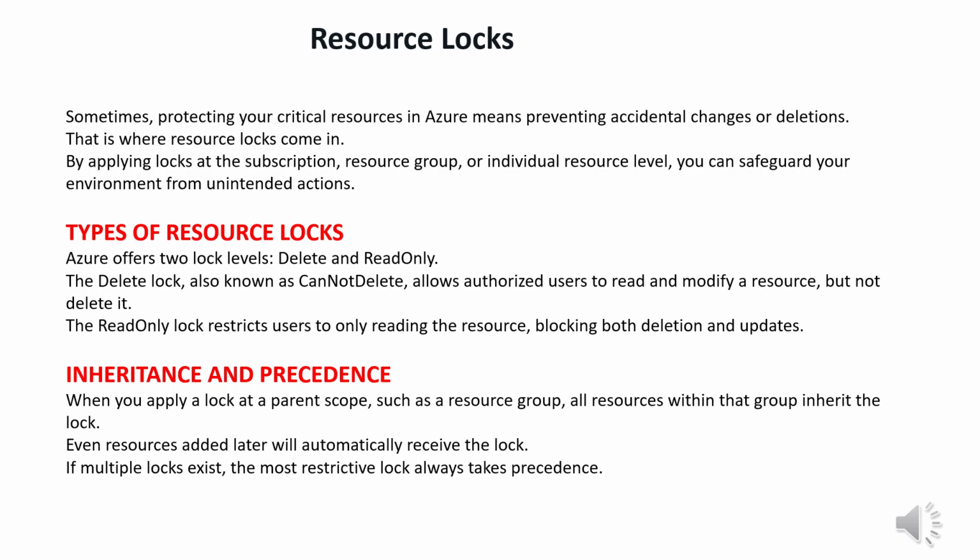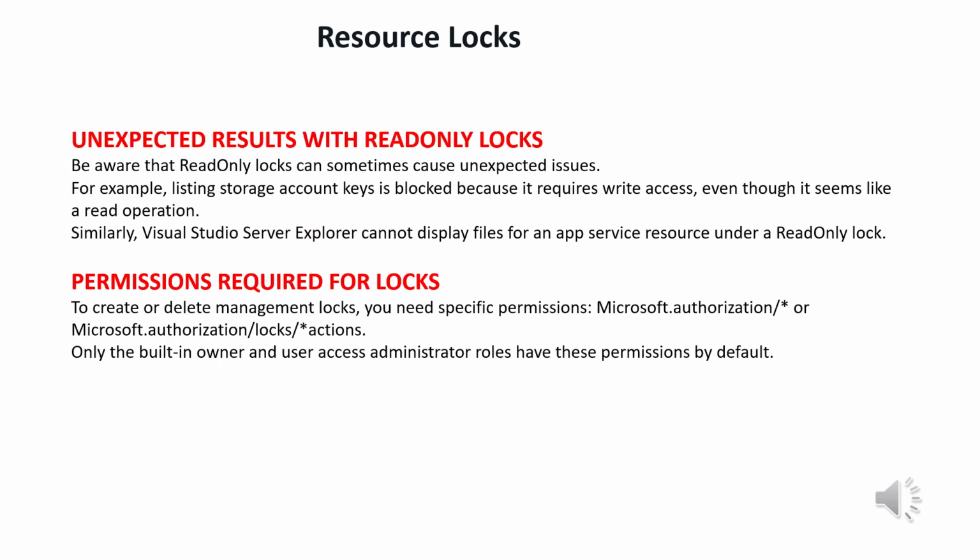When you apply a lock at a parent scope, such as a resource group, all resources within that group inherit the lock. Even resources added later will automatically receive the lock. If multiple locks exist, the most restrictive lock always takes precedence. Be aware that read-only locks can sometimes cause unexpected issues. For example, listing storage account keys is blocked because it requires write access, even though it seems like a read operation. Similarly, Visual Studio Server Explorer cannot display files for an app service resource under a read-only lock.